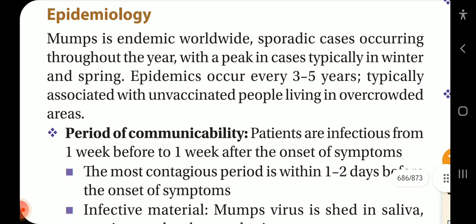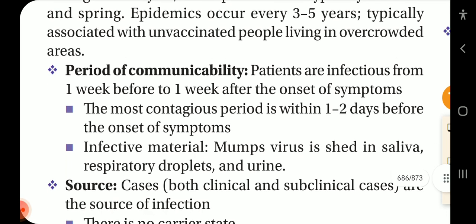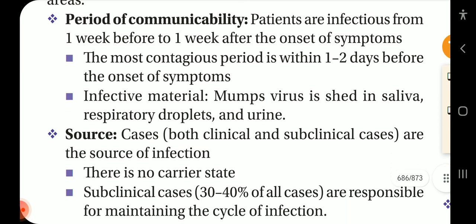Now the epidemiology. Mumps is endemic worldwide, sporadic cases occurring throughout the year with a peak in cases typically in winter and spring. Epidemics occur every 3 to 5 years, typically associated with unvaccinated people living in overcrowded areas. Period of communicability. Patients are infectious from 1 week before to 1 week after the onset of symptoms. The most contagious period is within 1 to 2 days before the onset of symptoms.